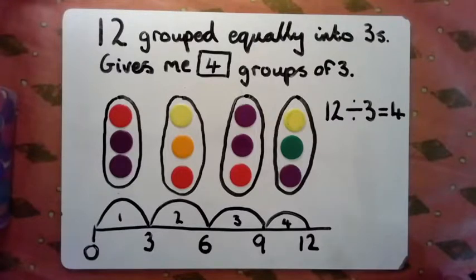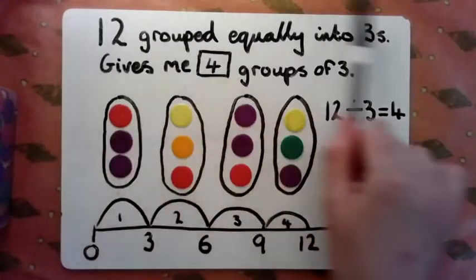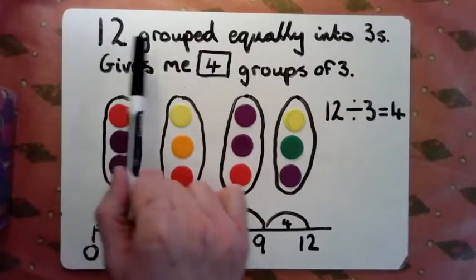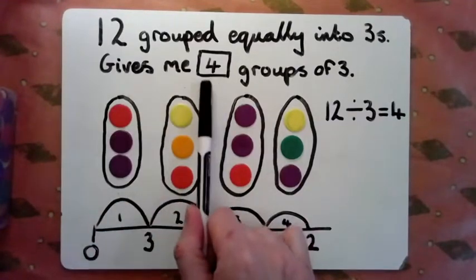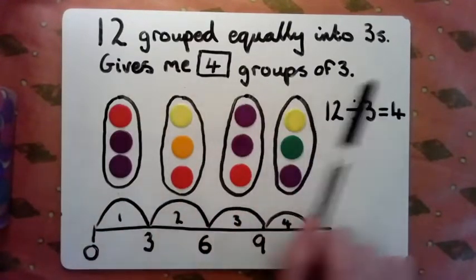Now, you can do this on a piece of paper, a plain piece of paper, a book, whatever you've got at home to do it on. And what I want you to be doing is, whilst you're talking to the adults around you when you're doing it, just say the sentence to them: I've got 12 grouped equally into threes, gives me 4 groups of 3. I've got 4 groups of that 3.